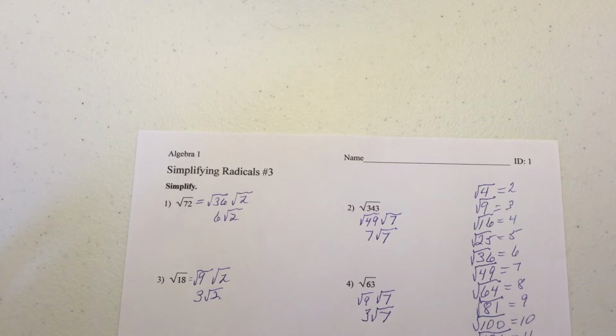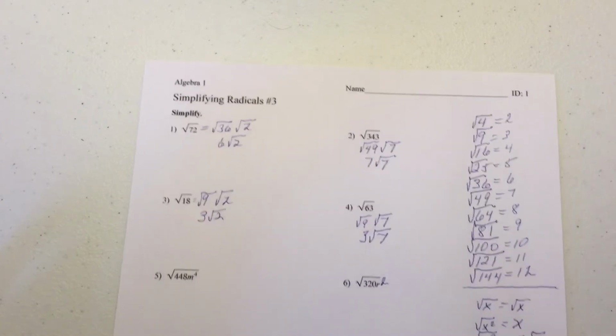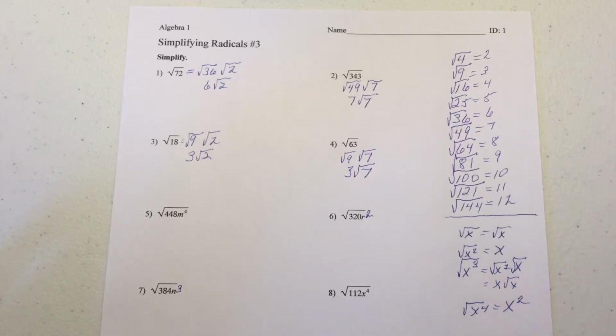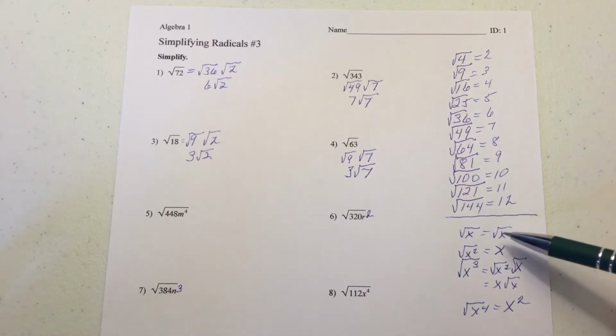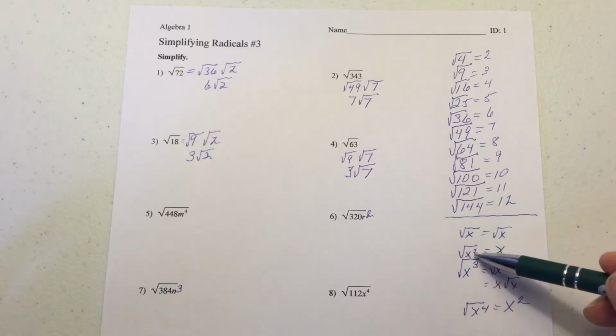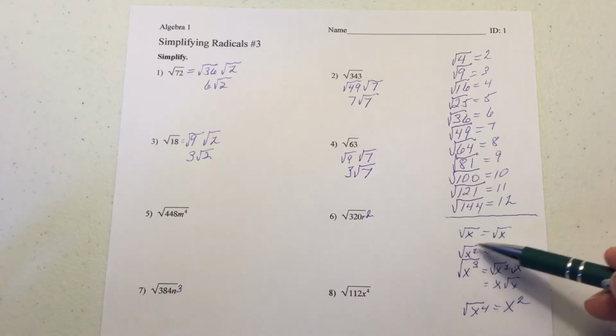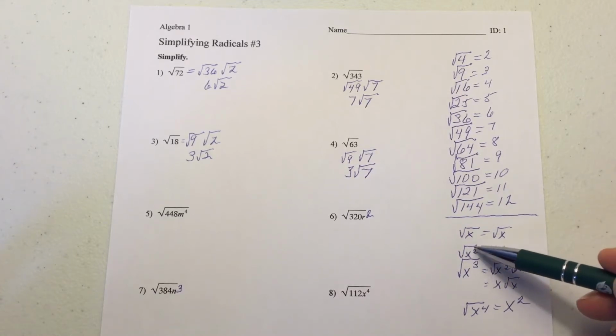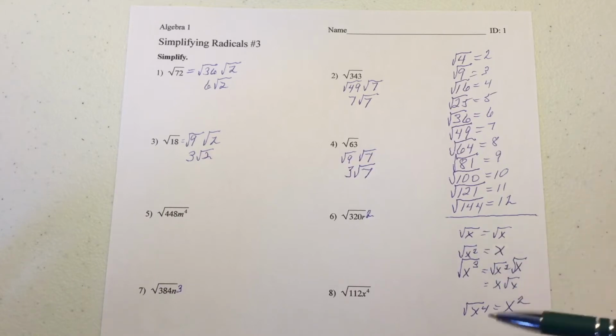Now the new part that we're going to be tackling this week is one of two new things, and the first one is putting variables under radical signs. Radical x stays radical x. But if we can get x squared together under a radical sign, that simplifies to just x. Square root undoes the squared.